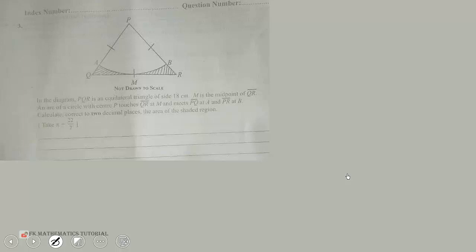So since this is an equilateral triangle, when we draw a straight line from P to M, it will divide the angle into 2 equal parts over here. We know the equilateral triangle has each angle to be 60 degrees. So this is 60, this is 60, this is 60. But this line divides that angle into 30 degrees each.